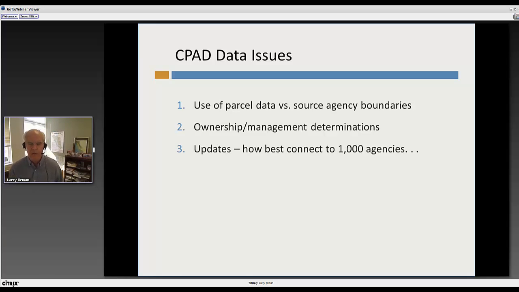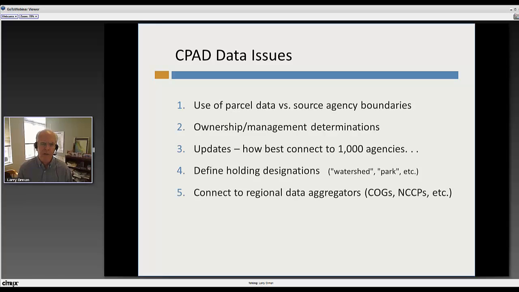One of our biggest challenges is just how we connect to these 1,000 agencies, and I'll talk a little bit more about the strategy for that in just a second. There are some other minor things. I'm not going to try to get heavily into these. How we connect to those who are doing their own regional data aggregation is very important to us, because we want to find an efficient way to do all that. And finally, there's all sorts of esoteric things like homeowners associations and other holders of land that falls into the ambit of CPAD, and we're learning how to address those.